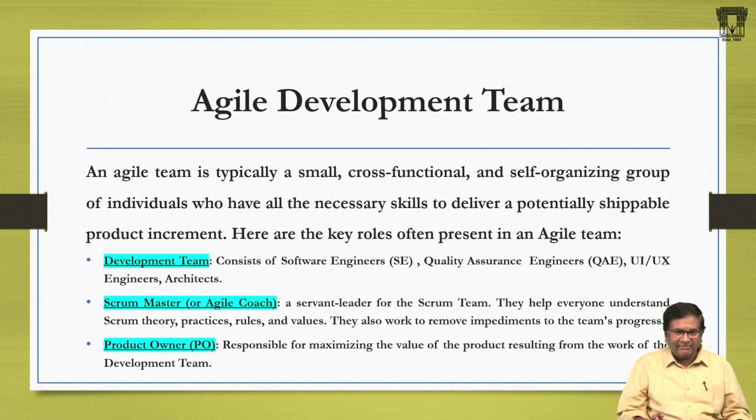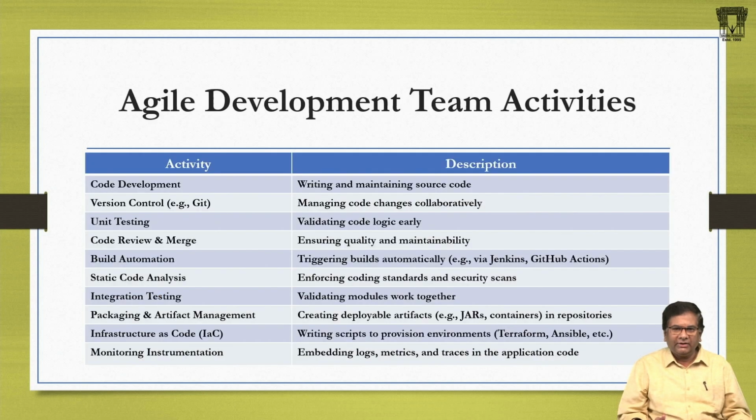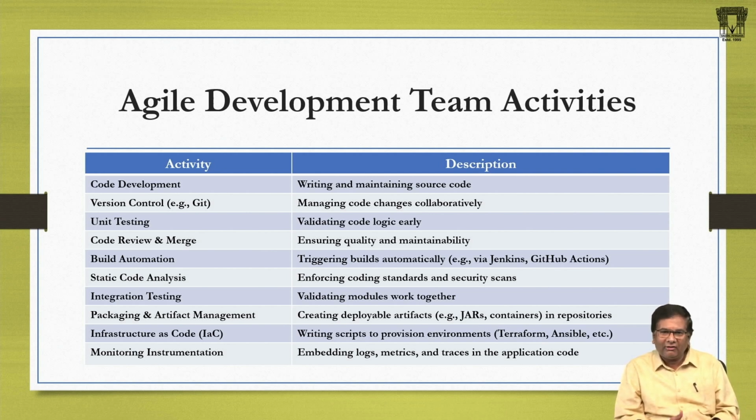So these are the team members that constitute the agile development team. Basically, agile development doesn't mean just developers; it includes the development team, Scrum Master, and the product owner. Now, what are the activities of agile development? Again, here I'm focusing mostly on the development team. One of the activities, as is obvious, is code development: writing and maintaining source code.